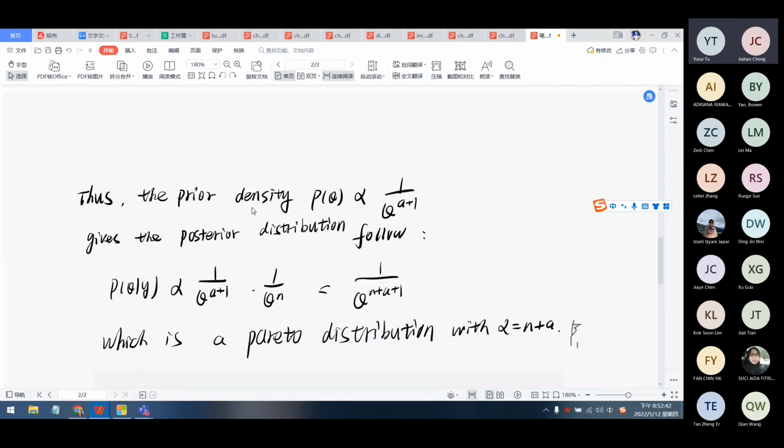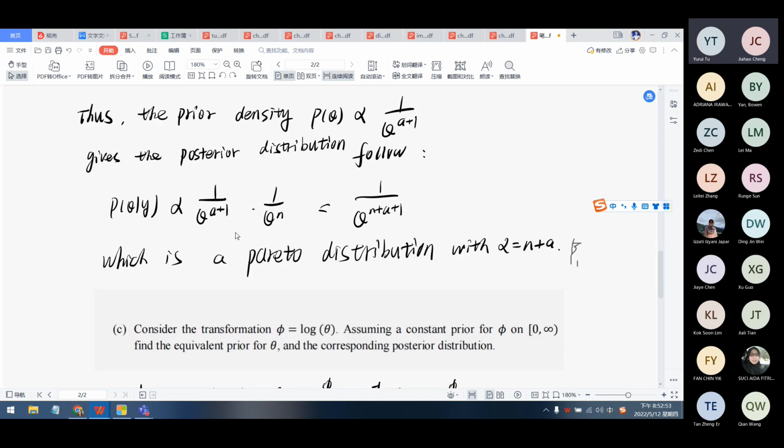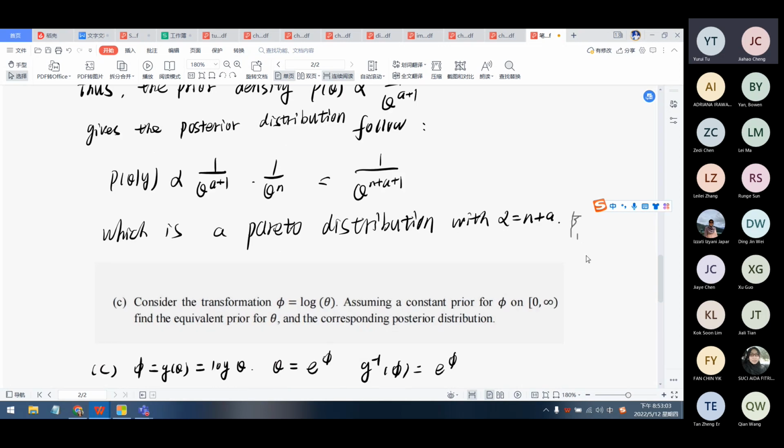Let the prior density p(theta) be this. Given this, the posterior distribution follows this, so we can get this function, which is a Pareto distribution with alpha equal to n and beta 1.